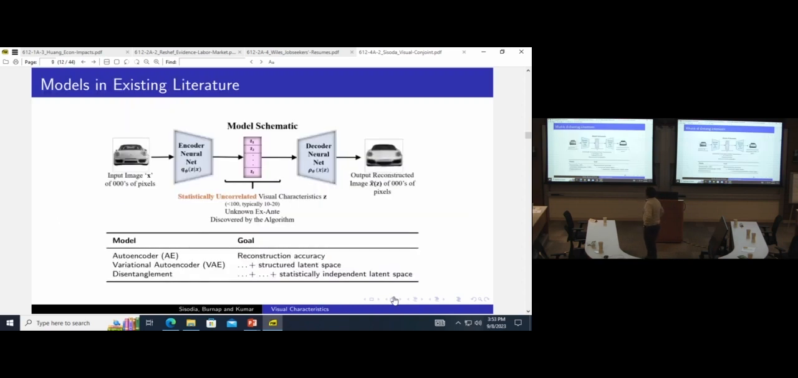Right. So this is based upon a framework in deep learning which is known as variational autoencoder. This method on top of variational autoencoder imposes a statistically independent latent space, which allows it to find human interpretable visual characteristics.